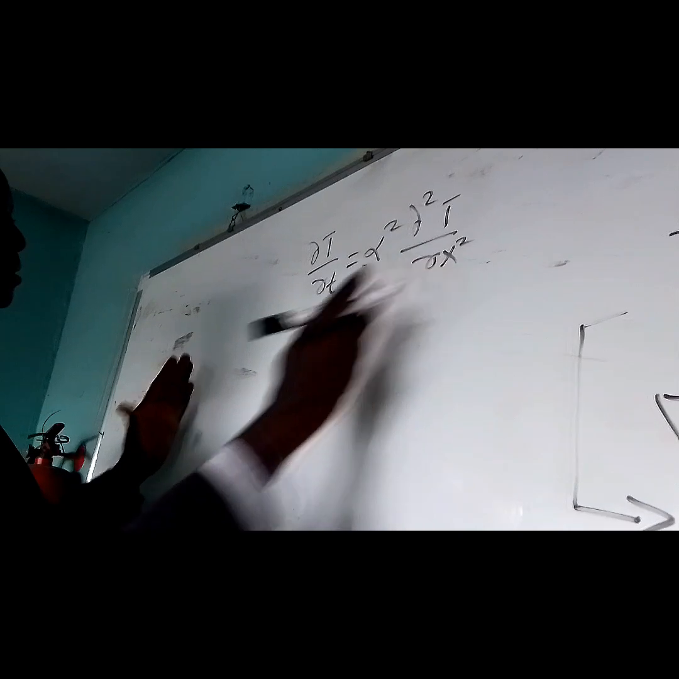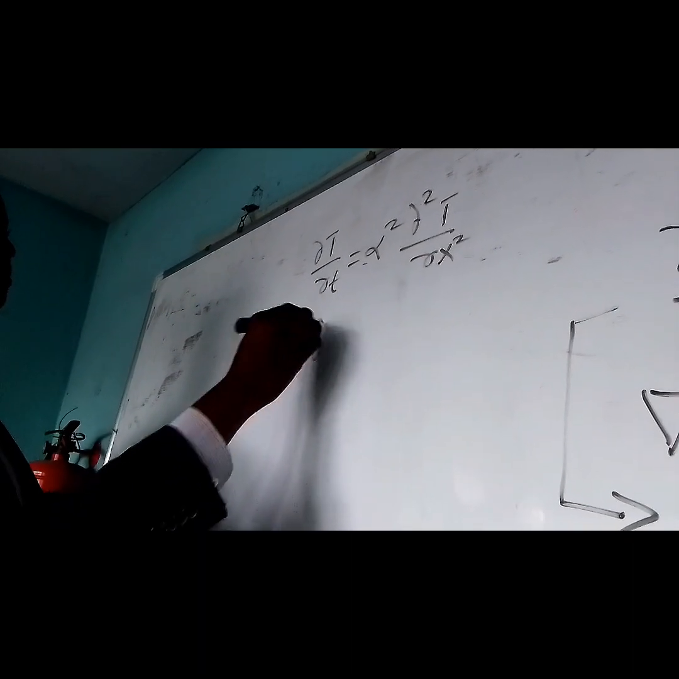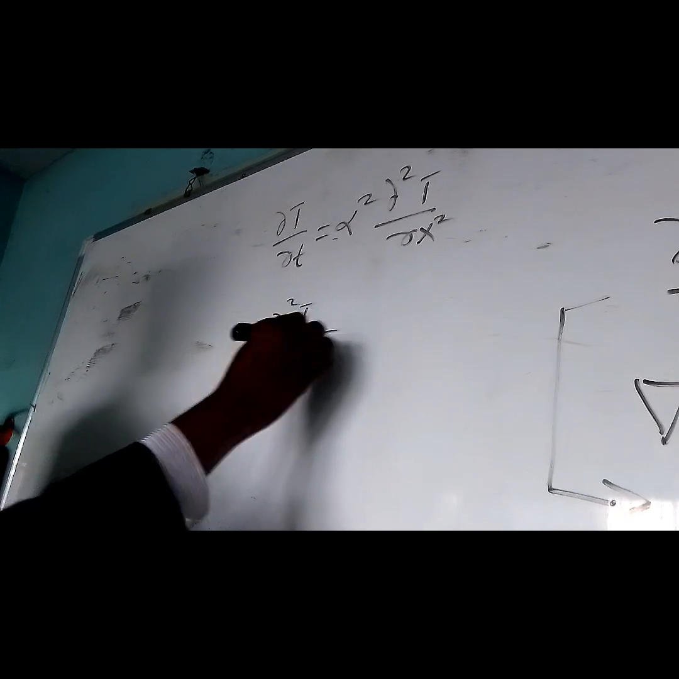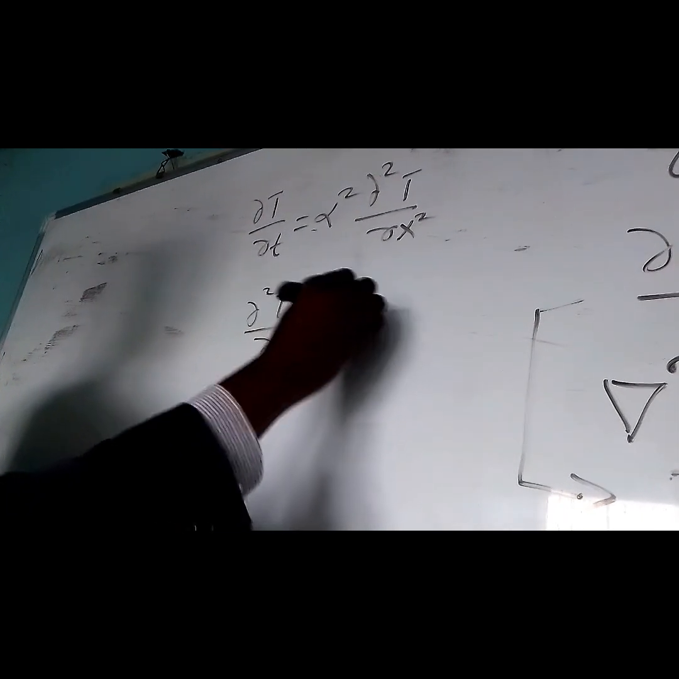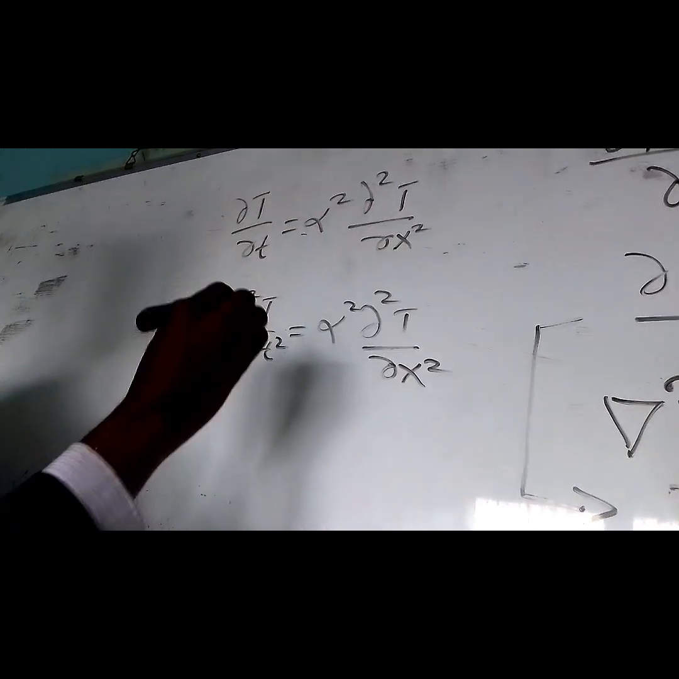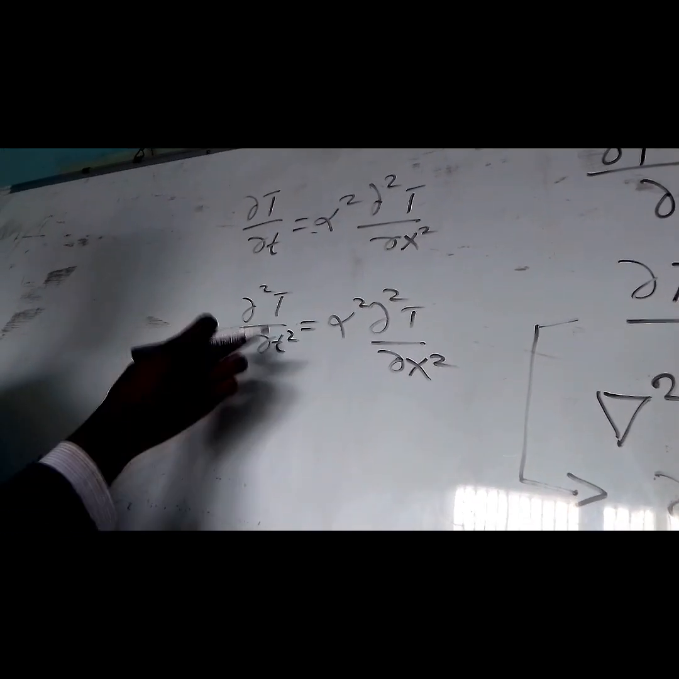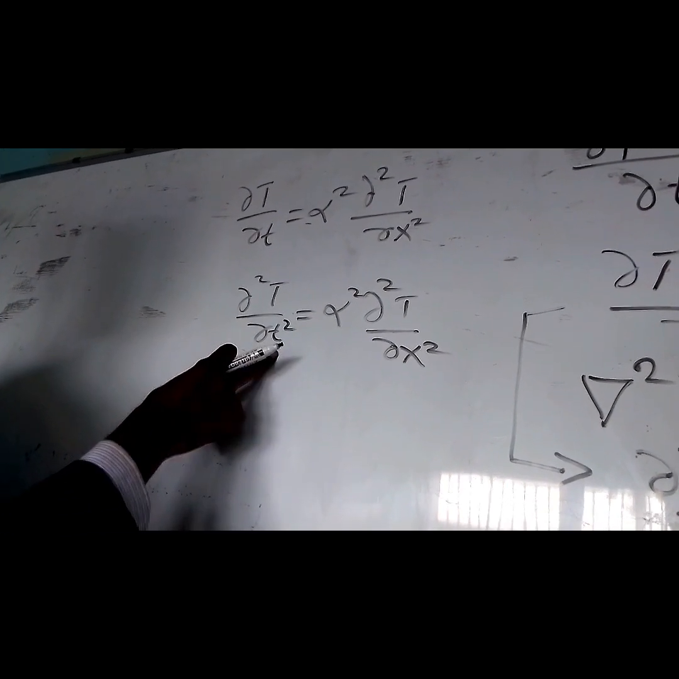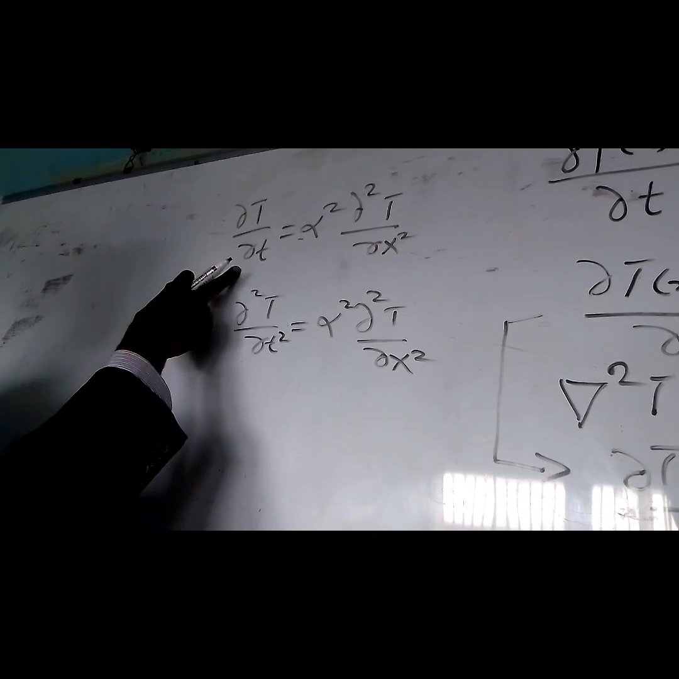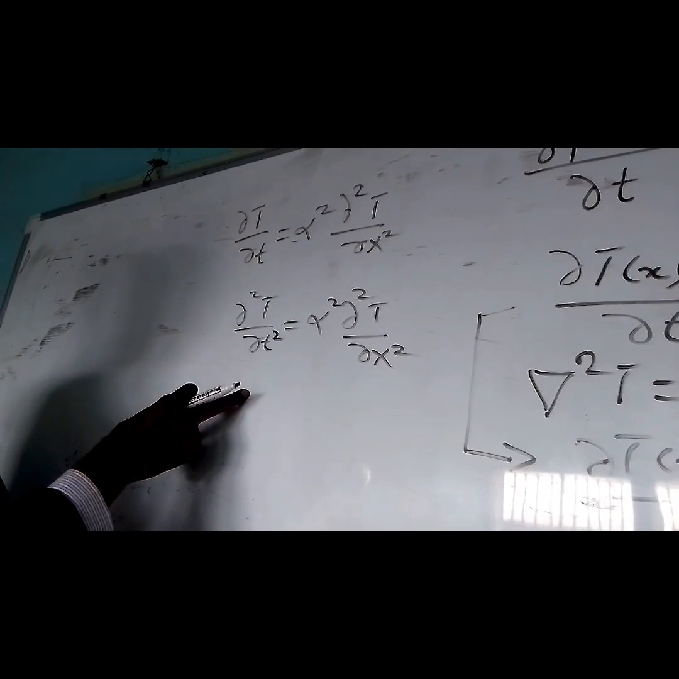Heat conduction equation, while the wave equation simply is partial square t with respect to time squared is equal to a constant squared partial square t partial x squared. Take note of the difference: a first order derivative with respect to time for the heat conduction equation, and a second order partial derivative with respect to time for the wave equation.